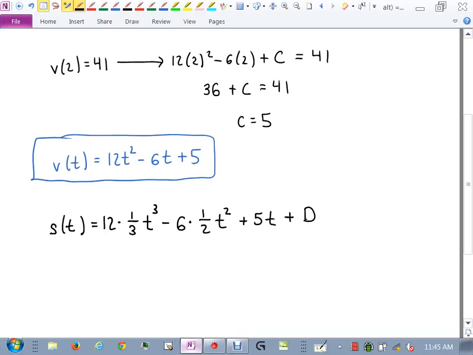I could have, and it wouldn't be bad notation, called that c up here c1 and called this one down here c2. That would be good also. But I'm using c and d. Why would c1 and c2 be better than c and d? Letter-wise, c and d works just fine, but why use c1, c2? Why do math people like to do c1, c2 instead?